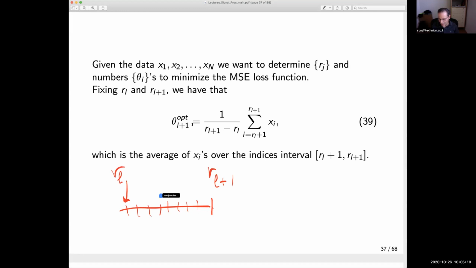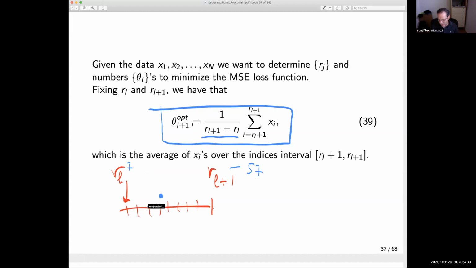Okay, so we know that the optimal would be the average, and this is a number. So this is, for example, the 7th index, and this would be the 57th index. Okay, so when I do the normalization, I have to divide by 50, which is the number of points that I have between the leftmost and the rightmost index. So I have to divide by 50, and I sum over all the 50 points that I have between these two splitting points, splitting indices.